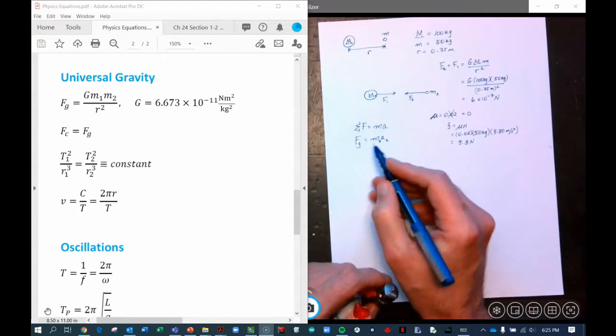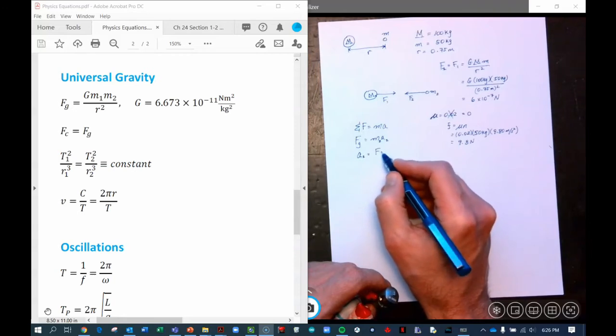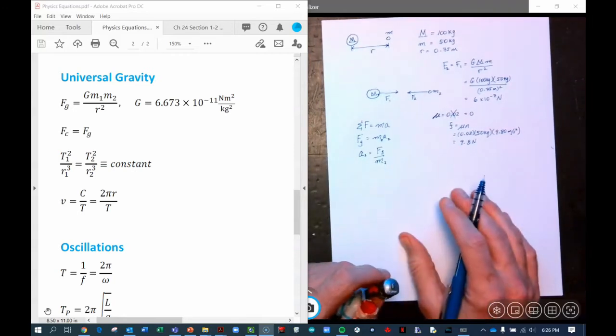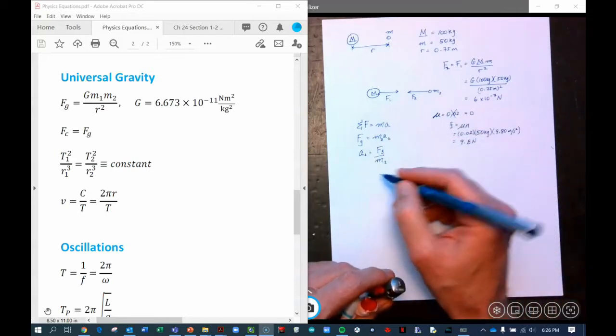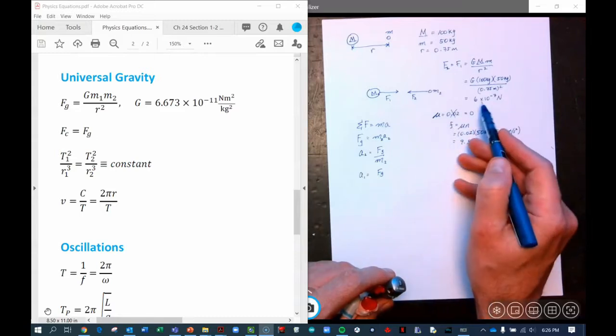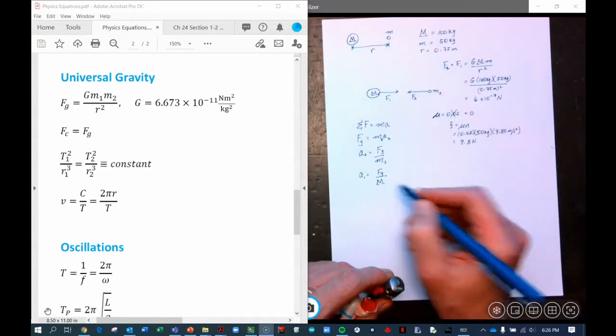And so we can see that A2 is equal to the force of gravity divided by the little mass, M2. And if we apply the same thing to the big mass, we would see that A1 is equal to the force of gravity, which is the same number, but this one is going to be divided by the big mass.